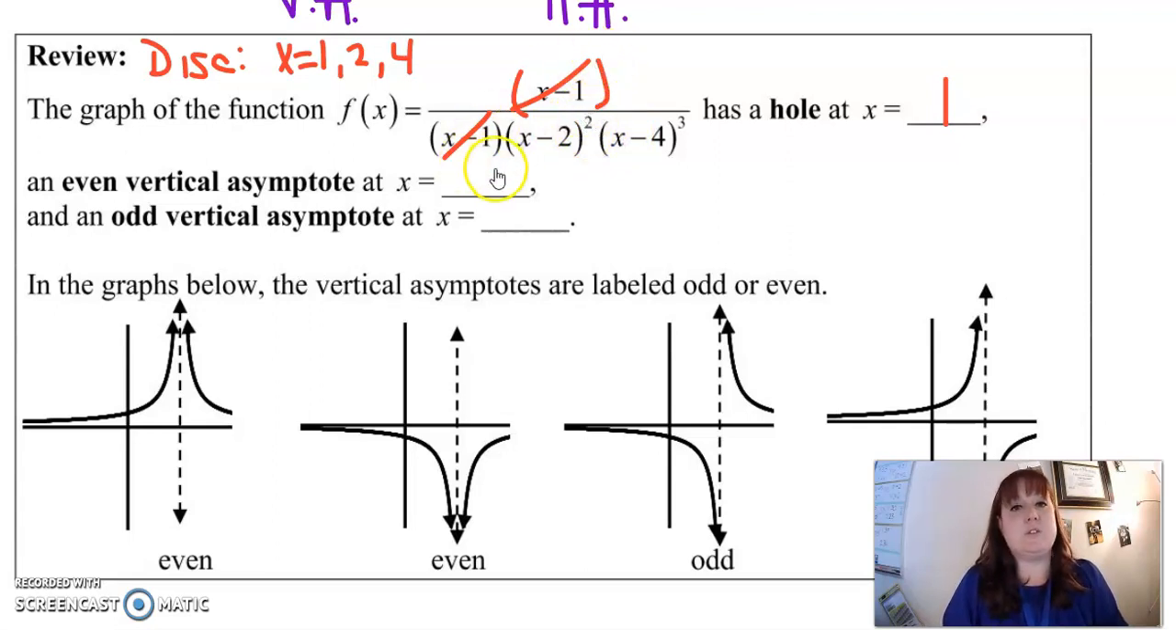So after we've canceled out the holes, we look at the power of the factor. The factor that created this discontinuity at 2 is x minus 2, and that is raised to the power of 2. So if you remember, that creates an even asymptote. Now this x minus 4 is raised to the power of 3, which means it creates an odd asymptote. So we have an even vertical asymptote at 2 and an odd vertical asymptote at 4.